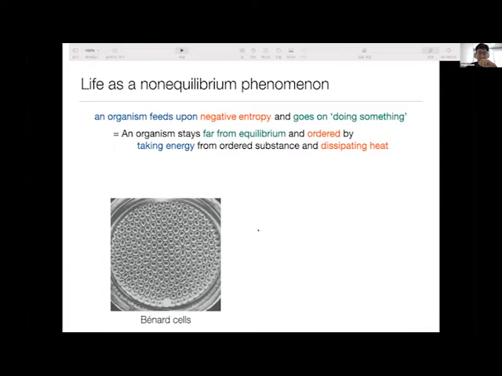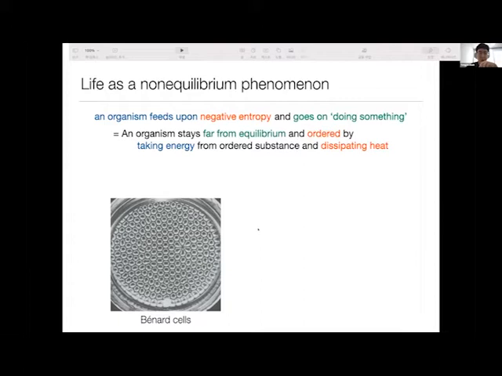So for example, you can imagine some systems which seem to do something like this. Let's think about, for example, this Bénard cell pattern, which is one example of a non-equilibrium system which might be fitting to the Schrödinger wording of what life means.